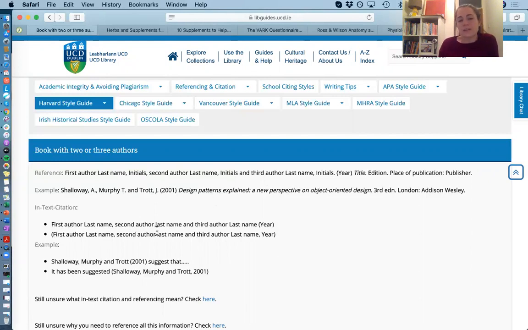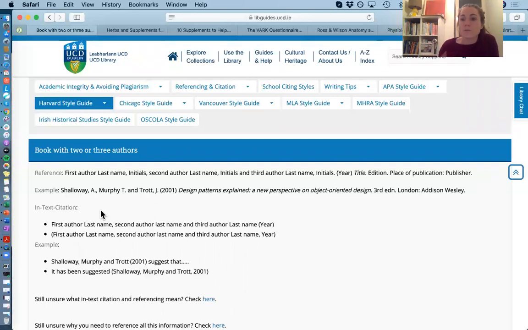We're not going to be really pernickety. If you don't have a dot after the initial, you're not going to fail the referencing AC on that. However, what we do ask is that you're consistent. So if you don't include the dot after the initial, you need to do that for all of your references. So your referencing needs to be consistent.